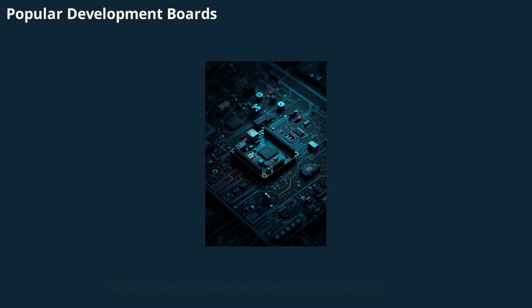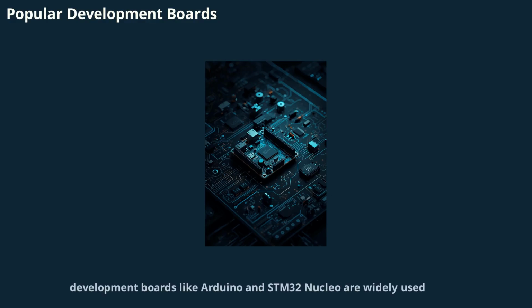When it comes to hands-on learning and prototyping, development boards like Arduino and STM32 Nucleo are widely used. These platforms offer user-friendly environments, extensive libraries, and strong community support. Arduino is perfect for beginners, while STM32 Nucleo provides advanced features for complex projects. Both boards allow you to experiment with sensors, actuators, and communication protocols, making them invaluable tools for embedded system development.